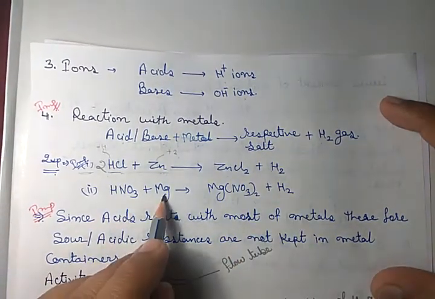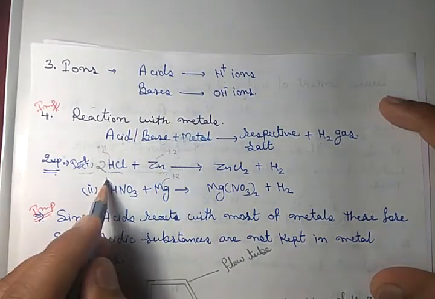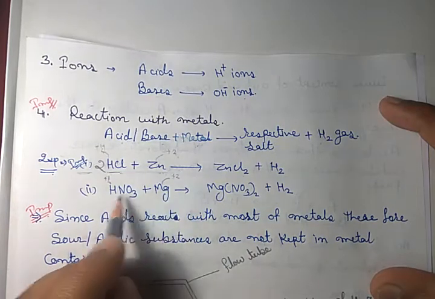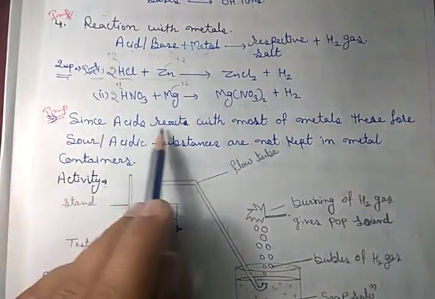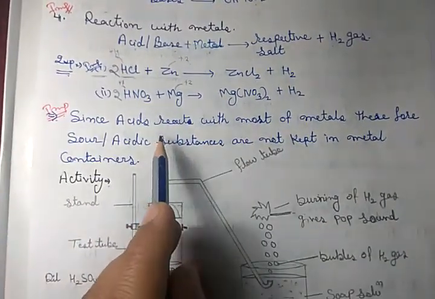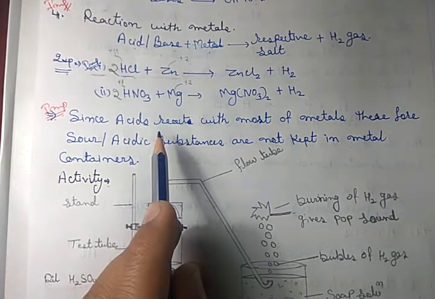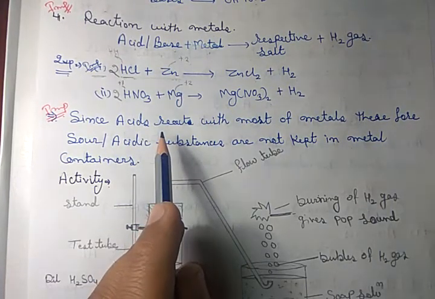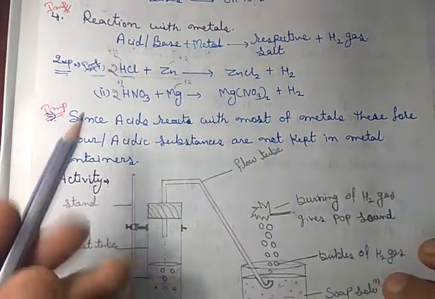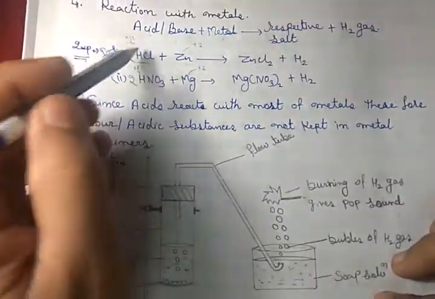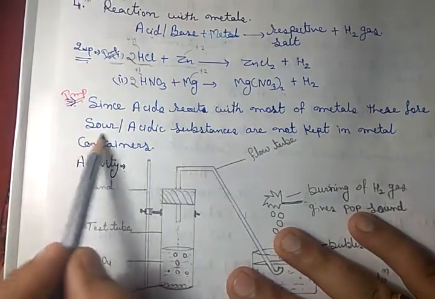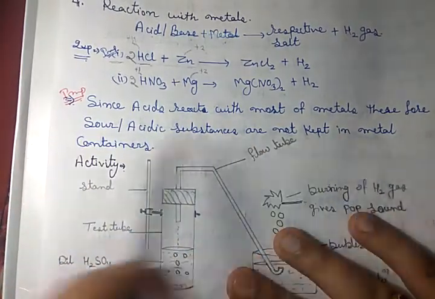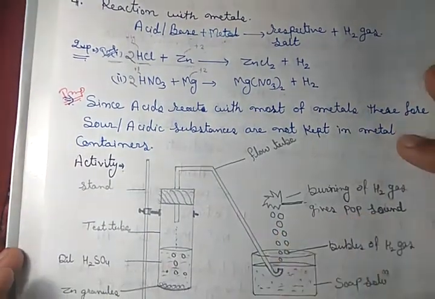Similarly here, Mg is normally found in the +2 state, hydrogen in the +1 state. So magnesium substitutes 2 hydrogens and makes Mg(NO3)2. Since acids react with most metals, there is one question in the exam which is asked frequently: why should acids or sour materials not be kept in metal containers? That is the answer, on the basis of those reactions. Acids react with most metals, therefore sour or acidic substances are not kept in metal containers. That is a question for you.